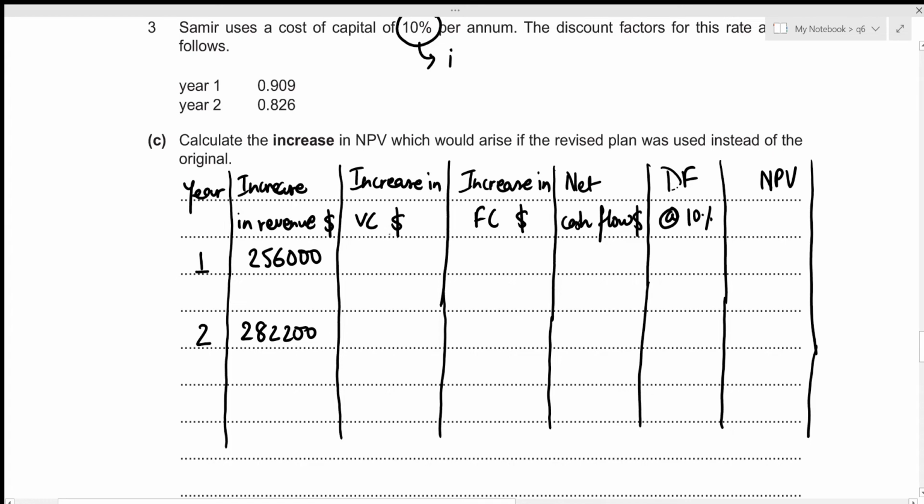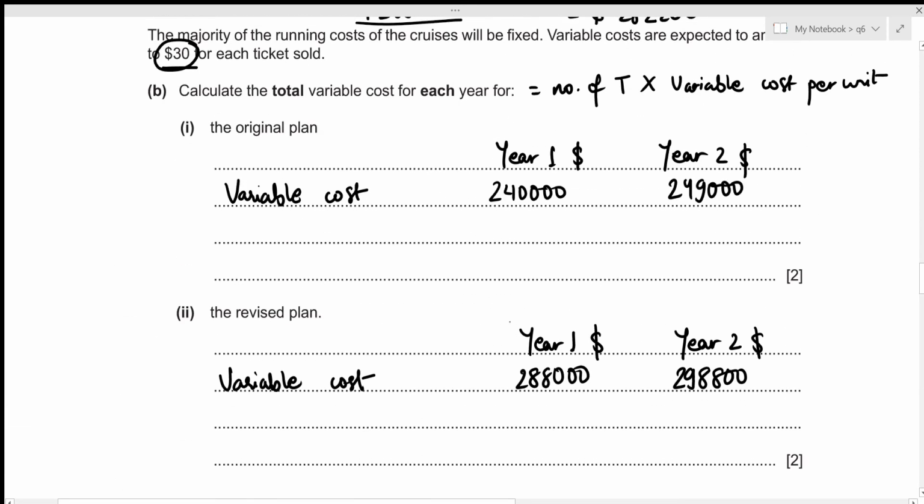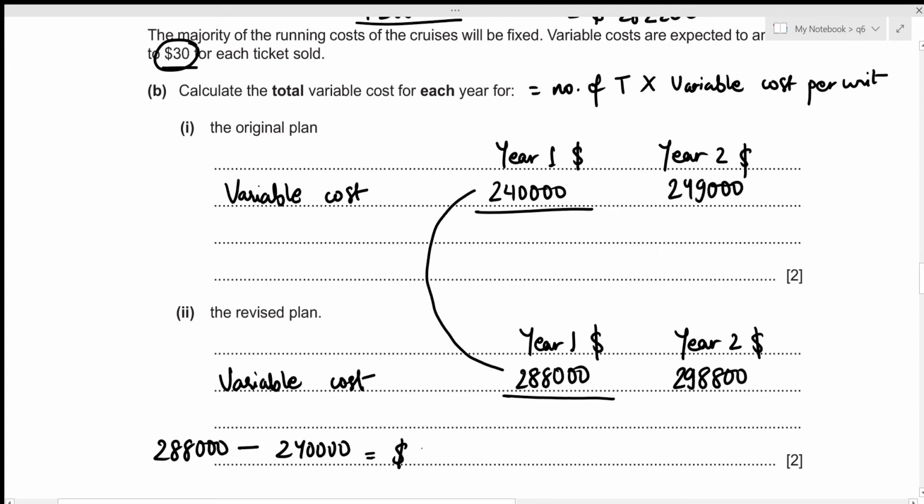Now we're talking about variable costs, which is again given in the second part of this question. We already calculated it. So we can definitely see that the variable cost is higher for the revised plan for both of the years, right? And we just repeat the same process like we did for the revenue. We're just talking about the increment factor, which is going to be the difference between these two values. So for year 1, we have the variable cost of 288,000 for the revised plan minus 240,000 for the original plan, which gives our increment in variable cost for year 1 to be 48,000.